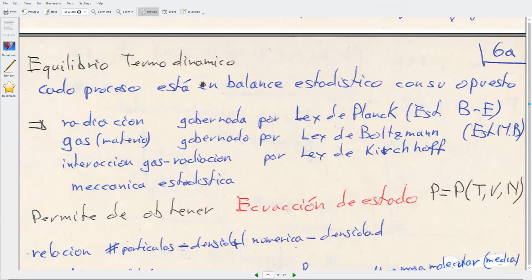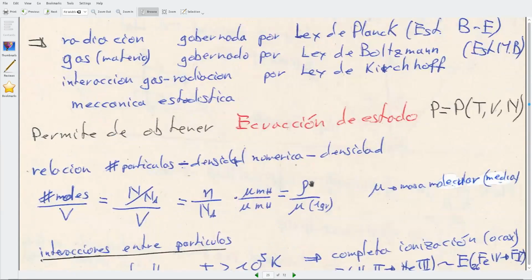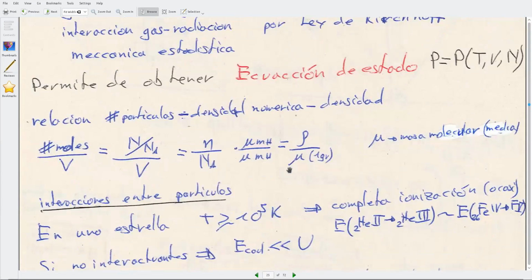We talk about thermodynamic equilibrium. When you have this equilibrium, we can manage the radiation with the Planck law, the gas with the Boltzmann law, and gas and radiation with the Kirchhoff law. Bose-Einstein statistics and Maxwell-Boltzmann statistics. These things can define the equation of state.